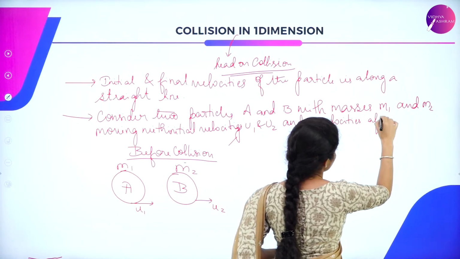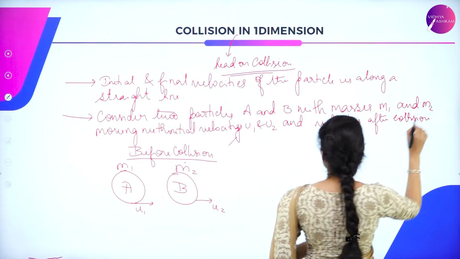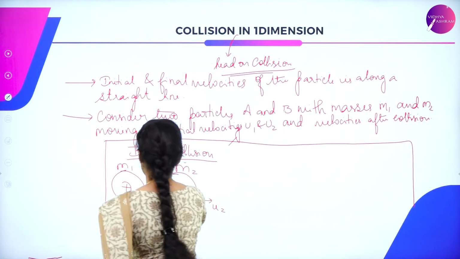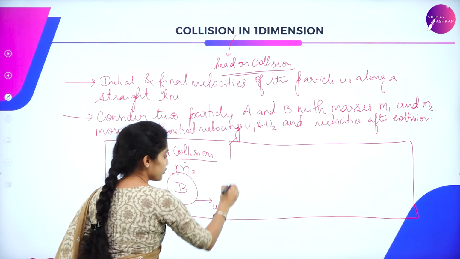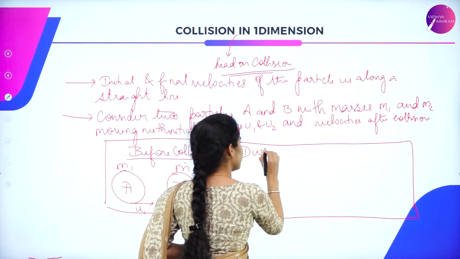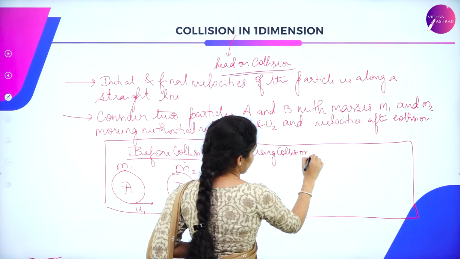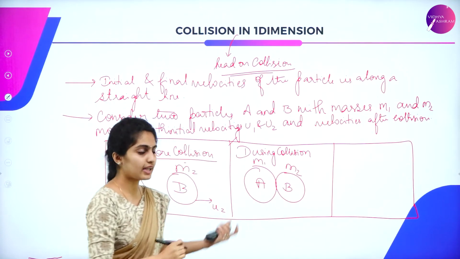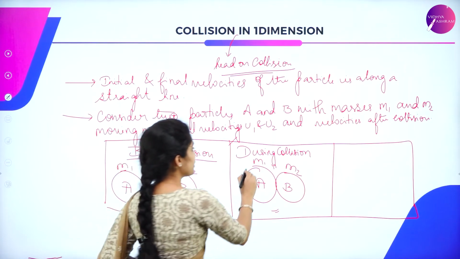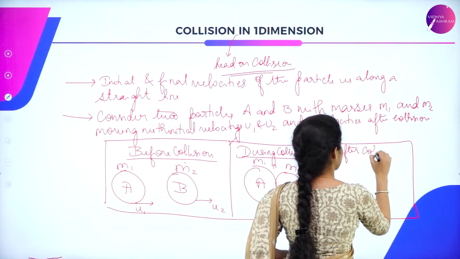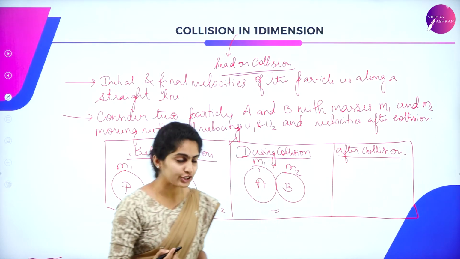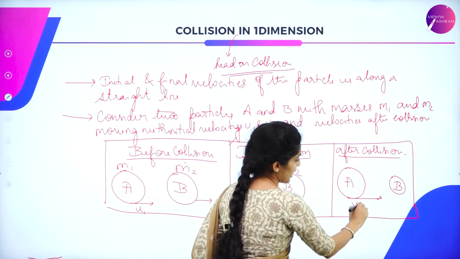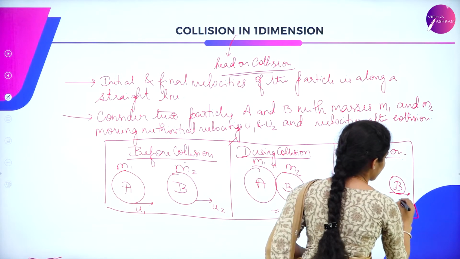Then we have the velocities after collision, so we have to check the velocities after collision. This condition is before collision. Now we have during collision, A and B with masses m1 and m2. This is the time where it collides. Now, after collision, A and B: A has final velocity v1 and the velocity of B is v2.